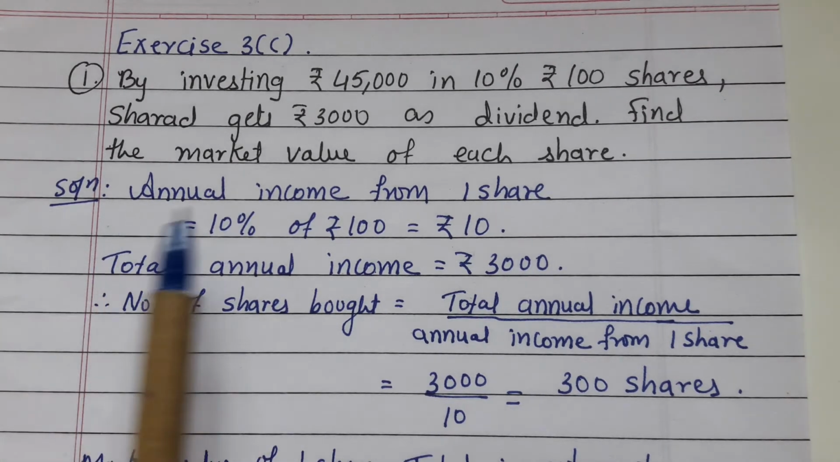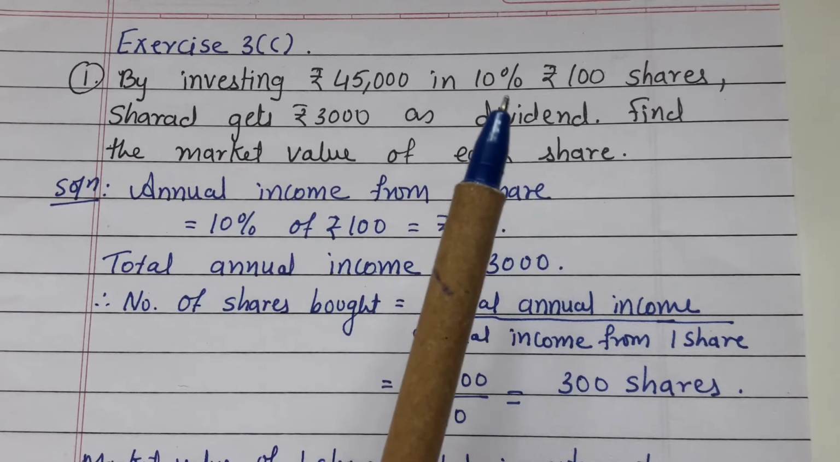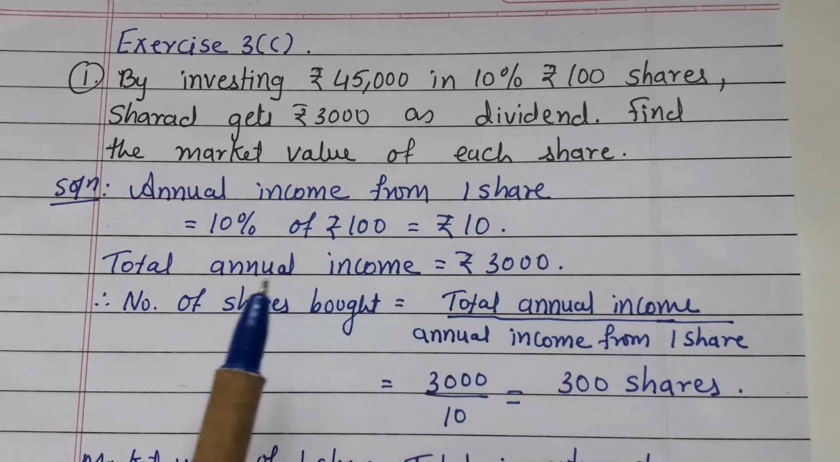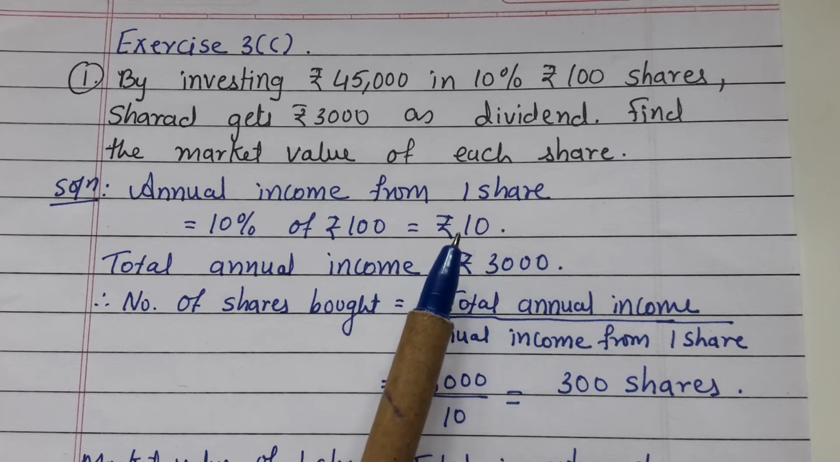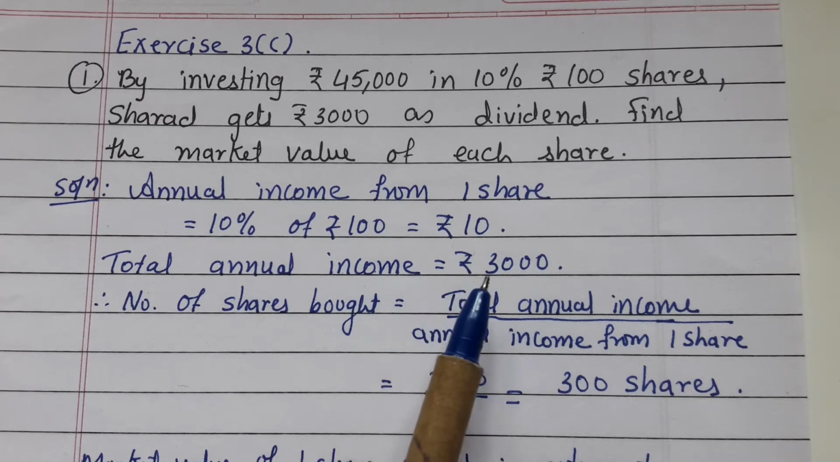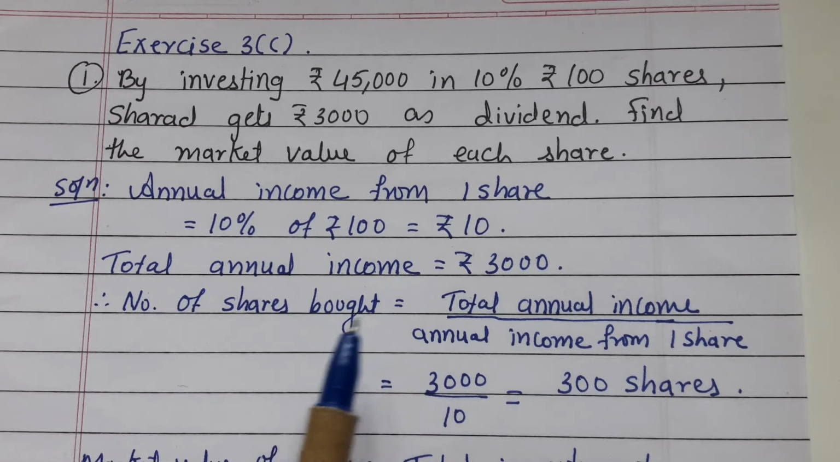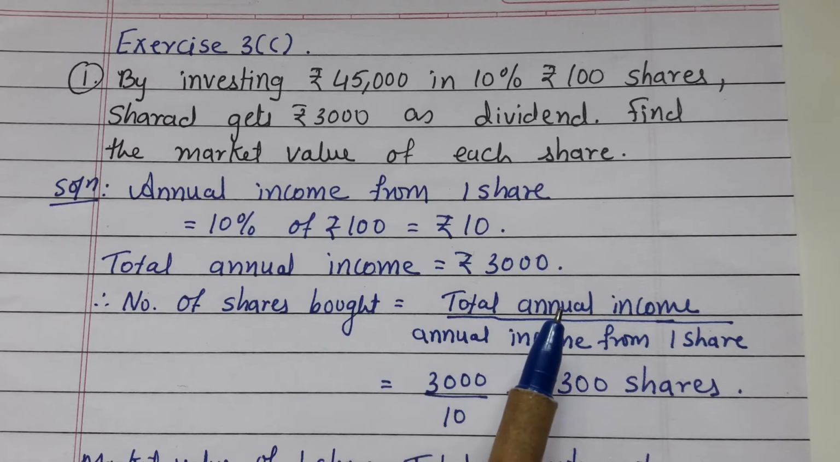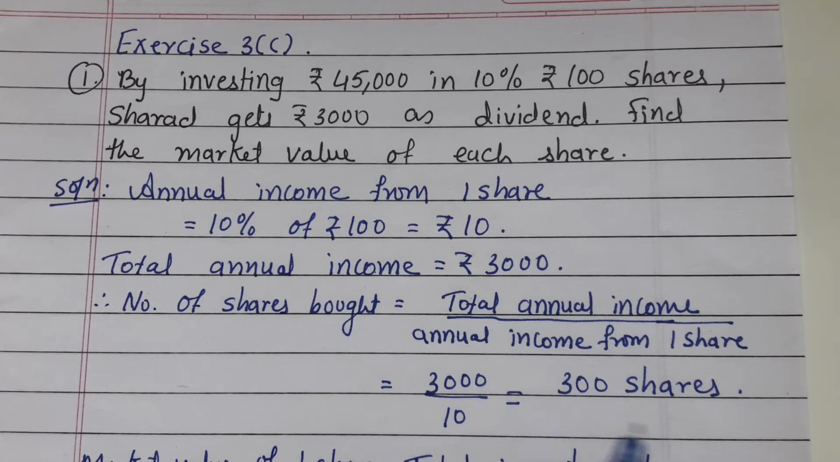Therefore, annual income for one share is 10% of rupee 100. So 10% of rupee 100 is rupees 10. Total annual income, Sharad got rupees 3,000. Therefore, number of shares bought is equal to total annual income upon annual income for one share. That is equal to 3,000 upon 10 equals 300 shares.